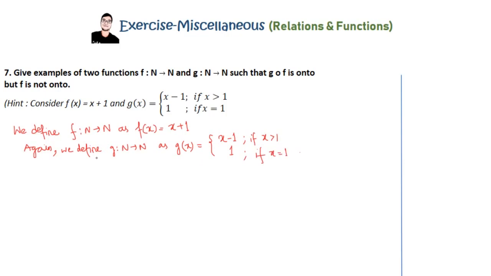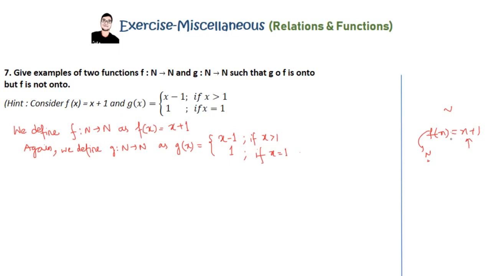Now clearly here f(x) is not onto. Why is f(x) not onto? Because see, f(x) is x plus 1. You go on putting x, which is a natural number, and the output must also be a natural number. Initially it may seem that it is onto, because if you put any natural number into it, the outcome will be a natural number itself.